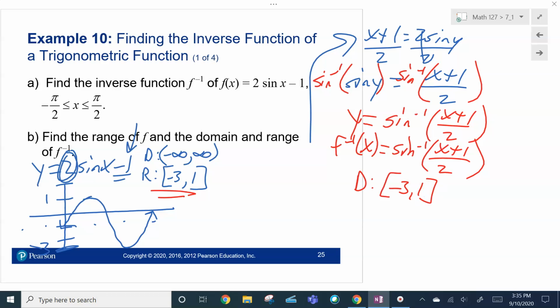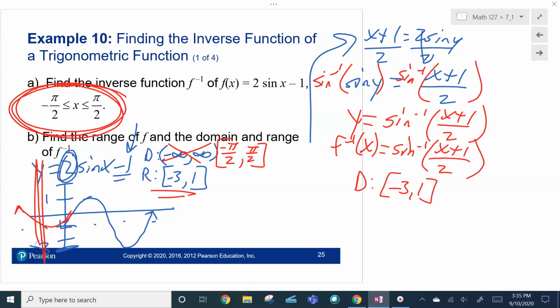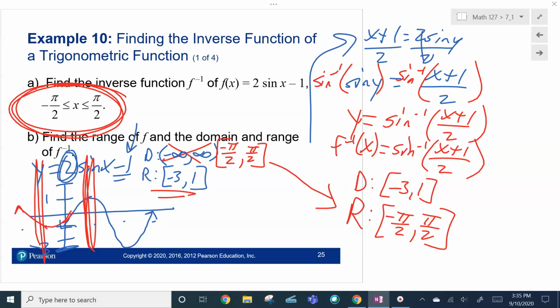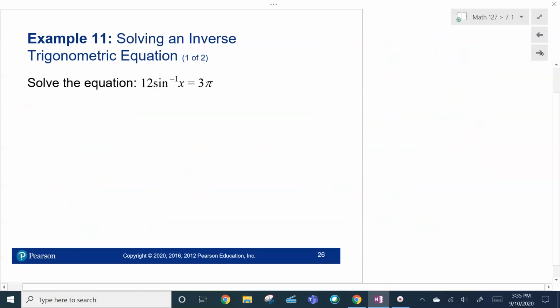Oh, and I'm sorry, you know what? I just noticed something. This domain is restricted. I apologize. This domain is restricted between negative pi halves and pi halves originally in the problem. Usually it's all reals. This one's not, so it's restricting it between here and here. So my range will also be restricted, because remember, they flip-flop. Sorry about that. I just saw that. All right, let's keep going.